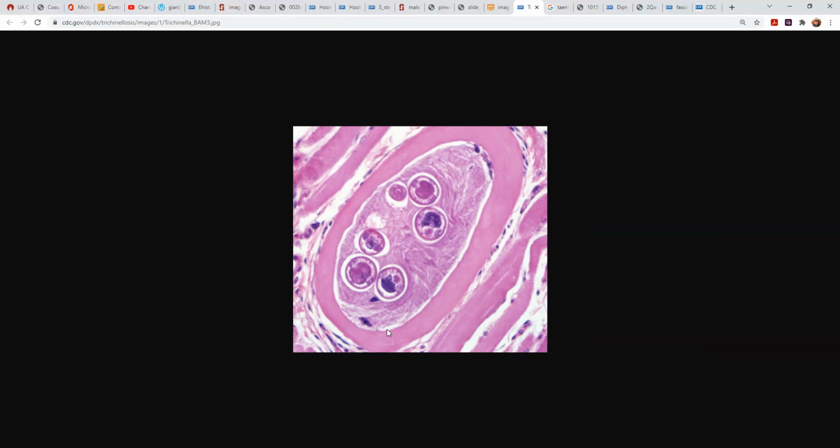So if you were to eat undercooked pork, then you could become infected with this particular worm. Okay. Now we're going to take a look at the tapeworm.